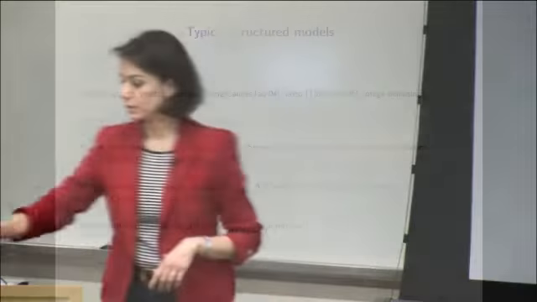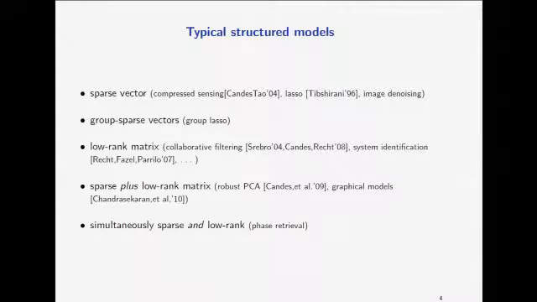And the typical questions that come up, things we are interested in, are what kind of convex penalties or convex regularizing functions can we construct to encourage our model to have the desired structure? And then how do we quantify the performance of such regularizers? So what do we mean by these low-dimensional structures or structured models? Some typical examples that have been studied a lot recently.